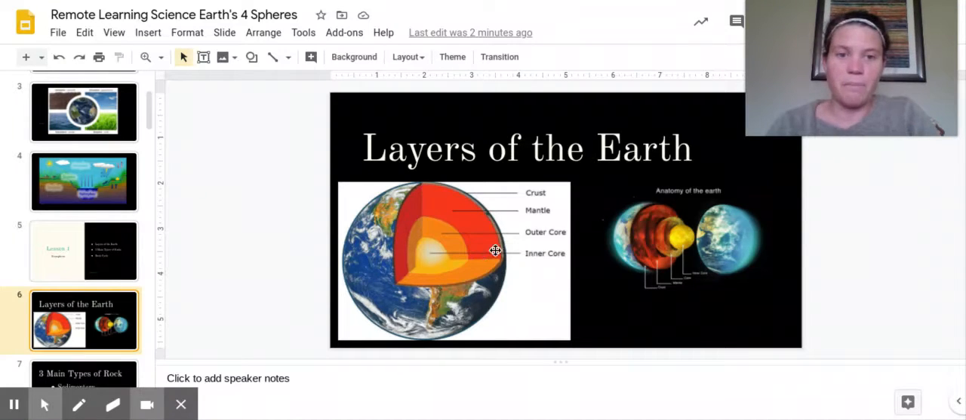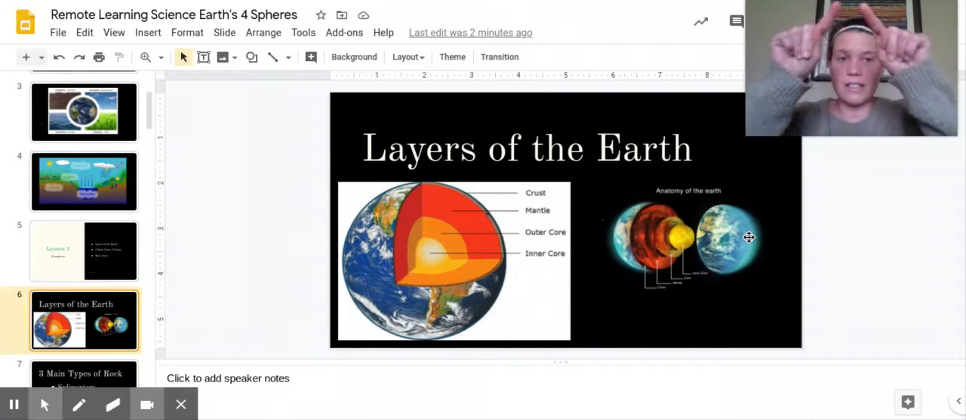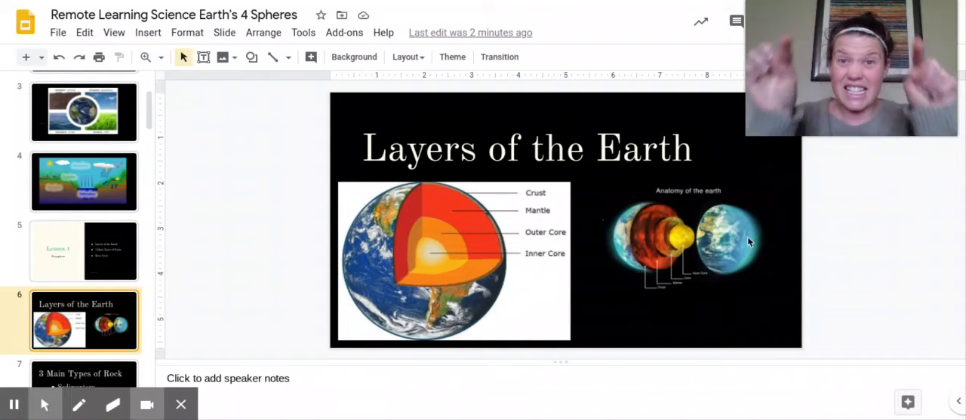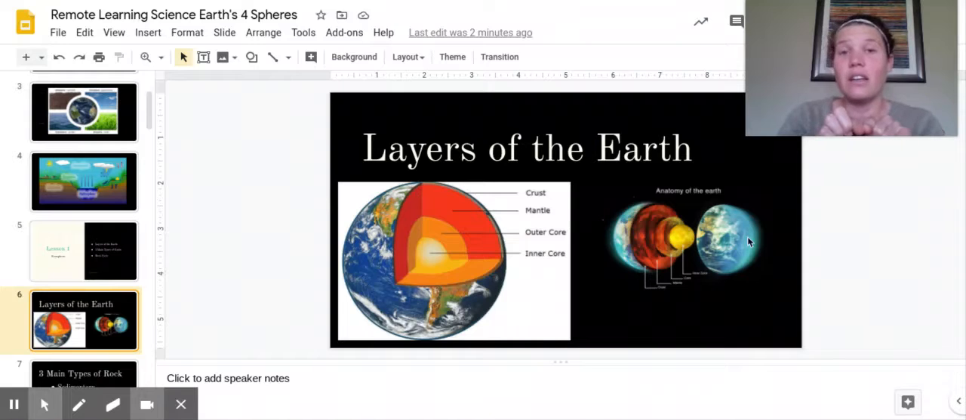Here's another image that some of you may have seen. This is, for example, if we were to cut the Earth open, what would we see on the inside? We see the crust is on the outside. That is the thinnest layer of the Earth. If you can imagine an apple, that skin on the outside of the apple, how thin that is, that's just like how thin Earth's crust is compared to the rest of the Earth, just like the skin of the apple compared to the rest of the apple.